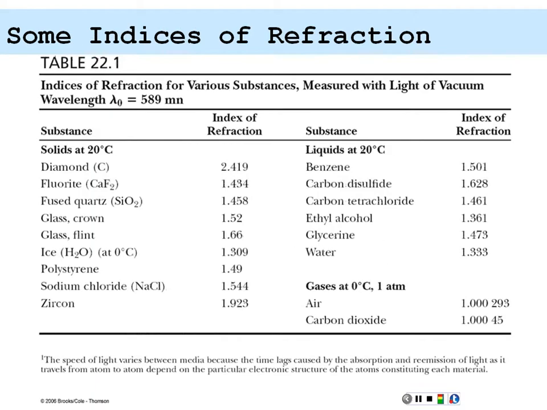Here are some indices of refraction. The largest one we can see is diamond, pure carbon in a nice organized form. It has an index of refraction of 2.419. And if we look at glass, generally, we're going to treat glass as being about 1.5. Different kinds of glass. Sodium chloride as well, about 1.5. We get to zircon, 1.9. So that's not too bad.